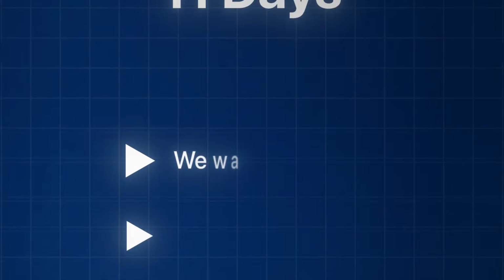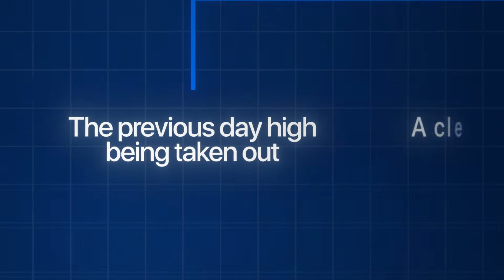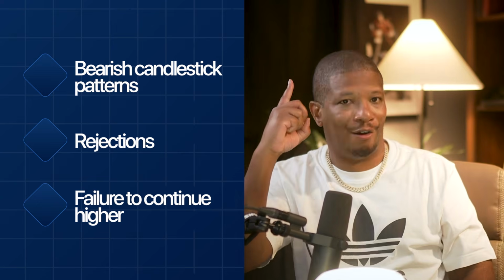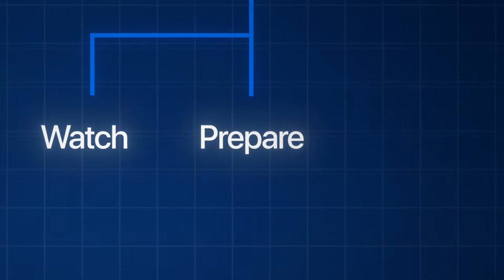So what's actually the strategy? On 11 days, we wait. We don't force trades. We look for one of two things: the previous day high being taken out or a clear range forming. Once that happens, we shift from watching to preparing. Now we're looking for confirmation through price behavior, specifically bearish candlestick patterns, rejections, failure to continue higher. That's when we look for short entries, not because an indicator flashed, but because the timing and the structure are aligned. And the beauty of this is there's no signal conflict. The framework either says watch, prepare, or wait.